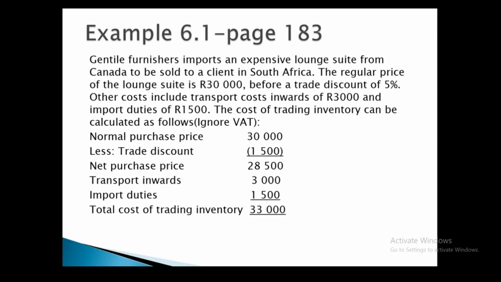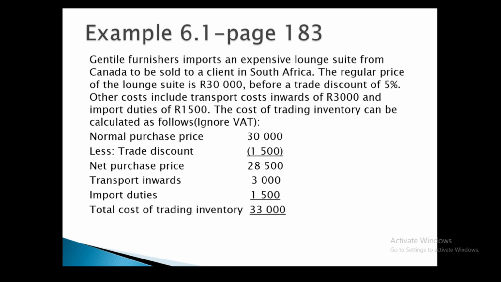The cost of trading inventory can be calculated as follows. So the normal purchase price, you paid 30,000 for it, but you're given a 5% discount. So you need to remove that trade discount. 5% of 30,000 is 1,500. So the net purchase price is actually 28,500, after your 5% discount.